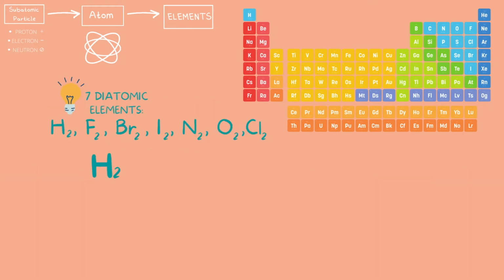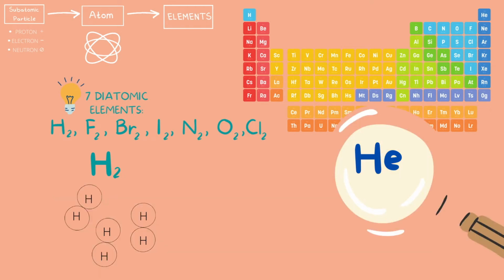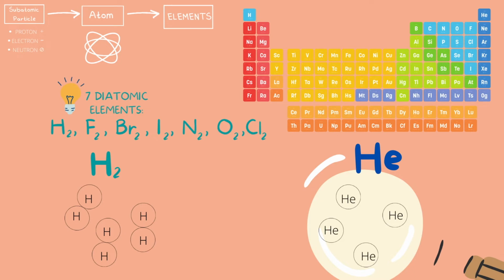Let's take a close look at a diatomic element and see what it would look like magnified. Take hydrogen, for example. If we were to look at a sample of hydrogen gas, we would see pairs of hydrogen atoms. In contrast, if we took a magnified look at an element that is not diatomic, like helium, for example, we notice all the helium atoms are by themselves. They are singular.